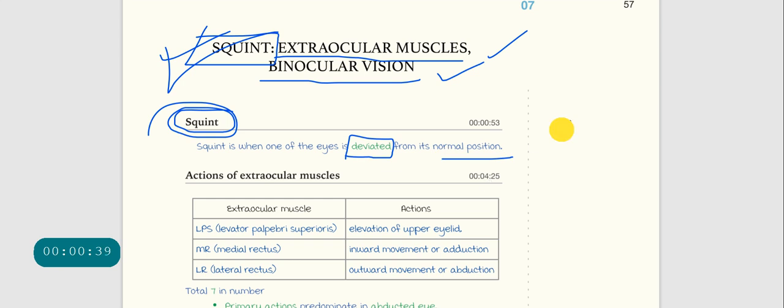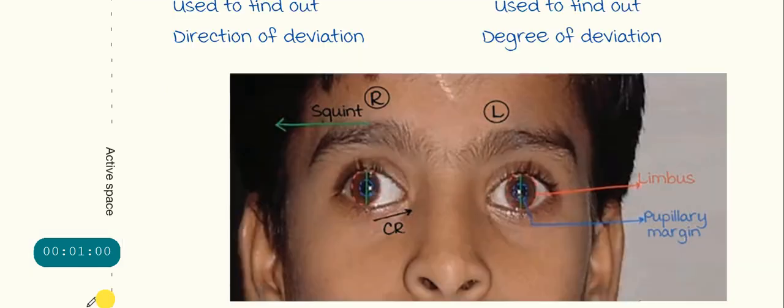Okay, let's assume these were your two eyes and one of these eyes deviated from its normal position. So this becomes like this and this is in the center. So this is a squint eye. Similarly here you can see that this eye is normal but this one has deviated from its path and this is nothing but a squint eye.